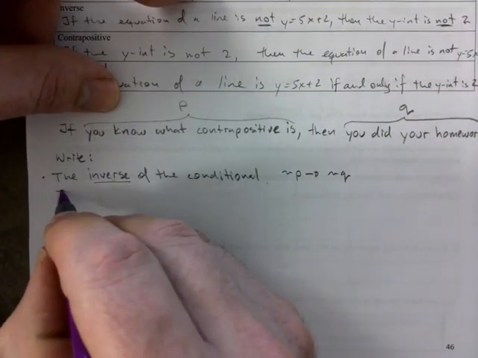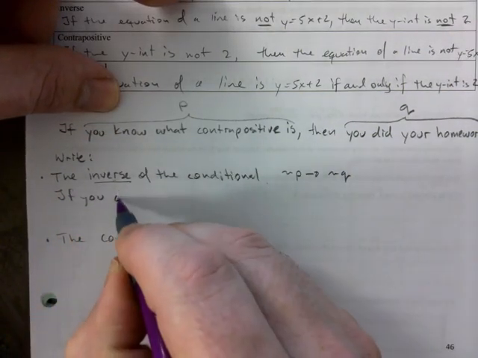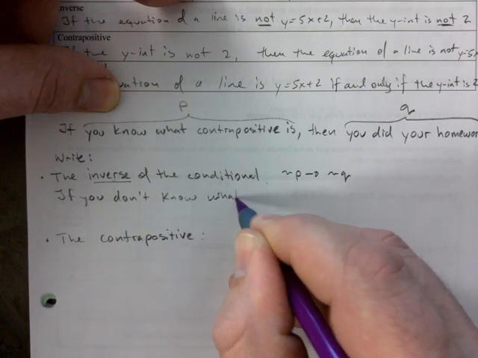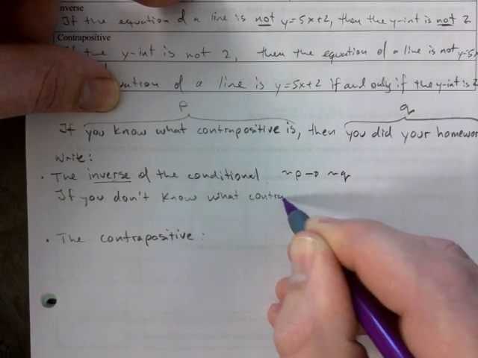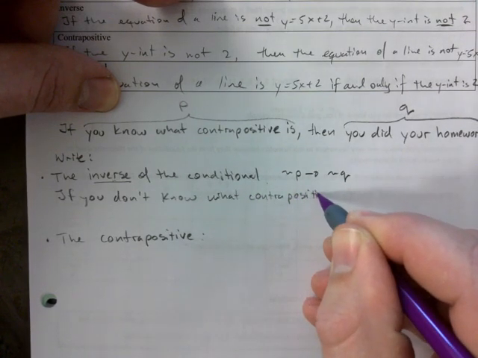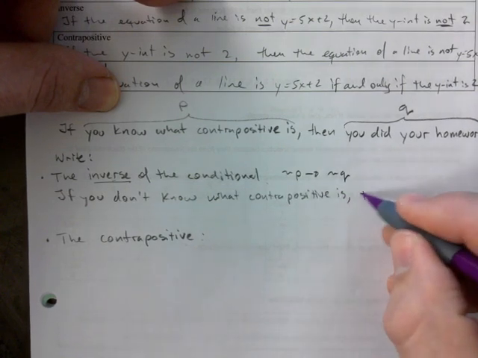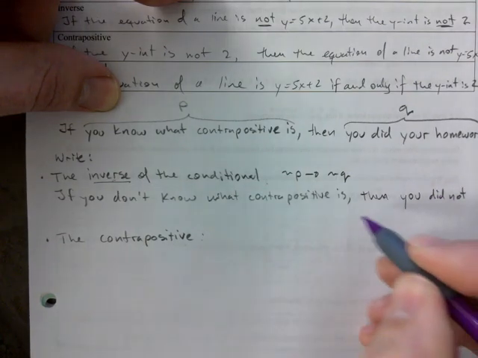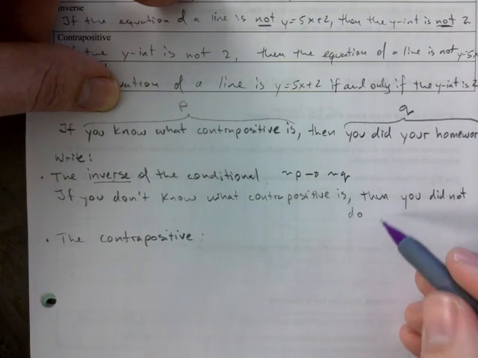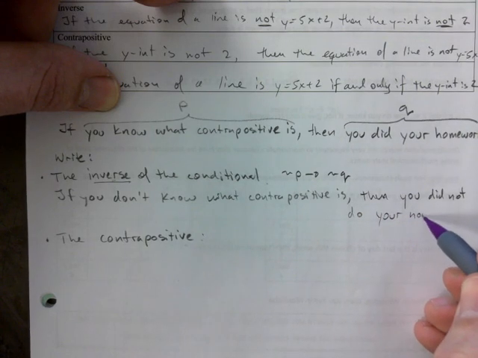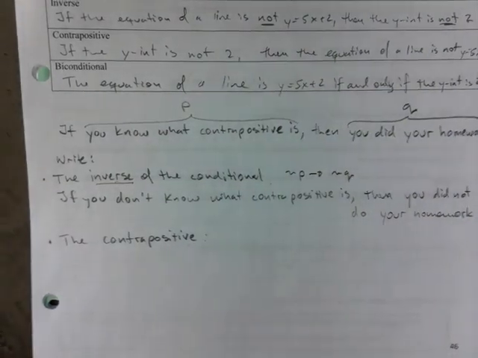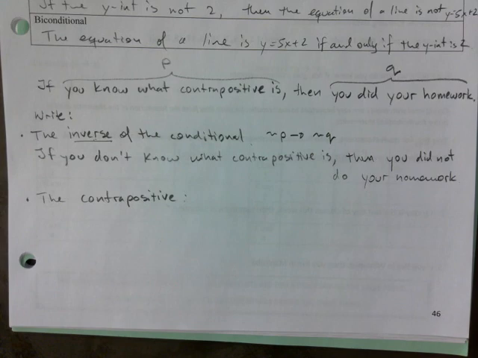And so if you don't know what contrapositive is, then you did not do your homework. See what I did there? Clever, right? That's what happens when you do late night marking. You come up with clever examples, right?